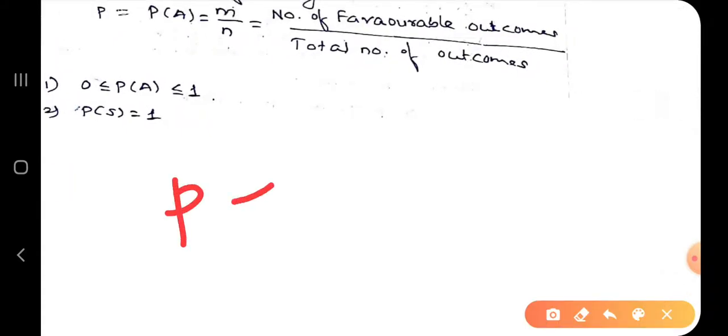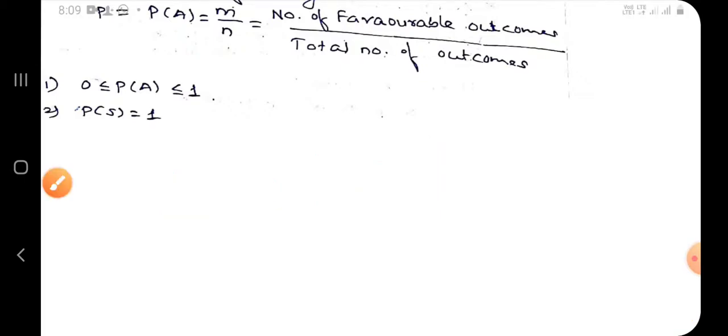No need to write it again, but I will write, no problem. Correct? Now let us define few definitions related to the probability.